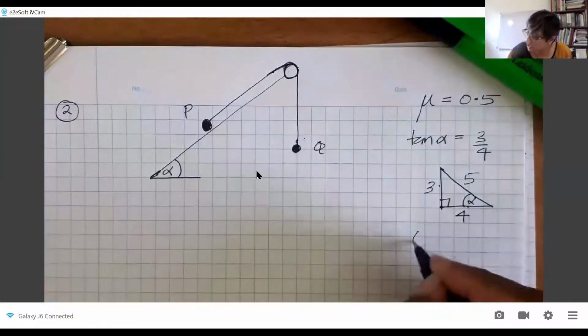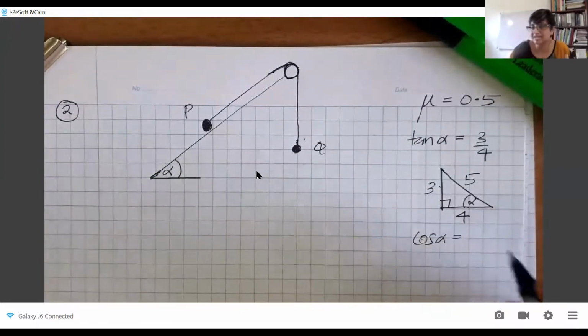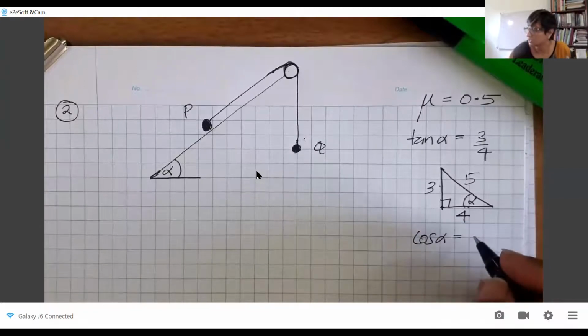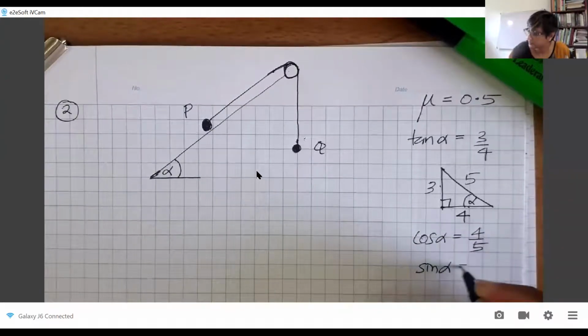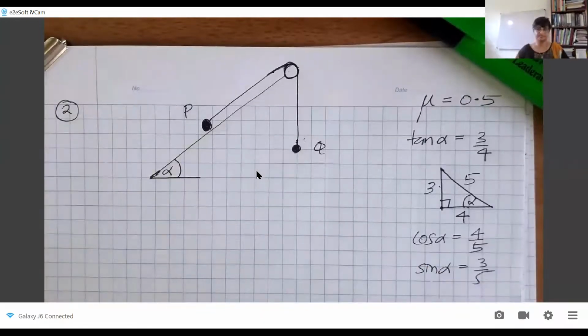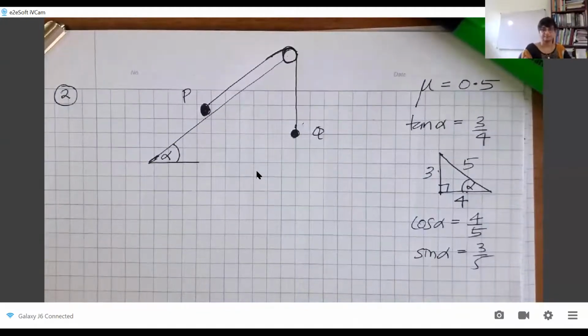Which means cos alpha, let's write that and keep it readily available for us, would be 4/5. Sine alpha would be 3/5. All that is on the side. Okay. Back to the question.